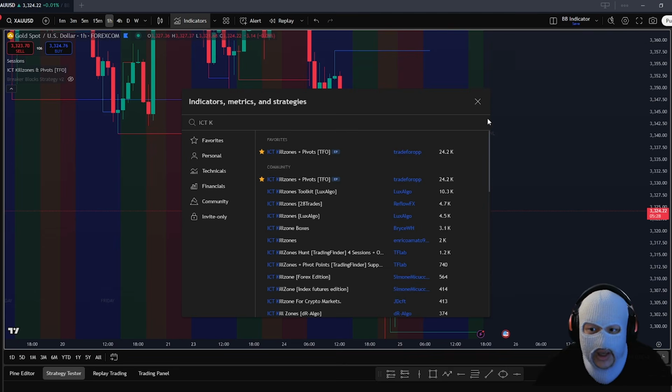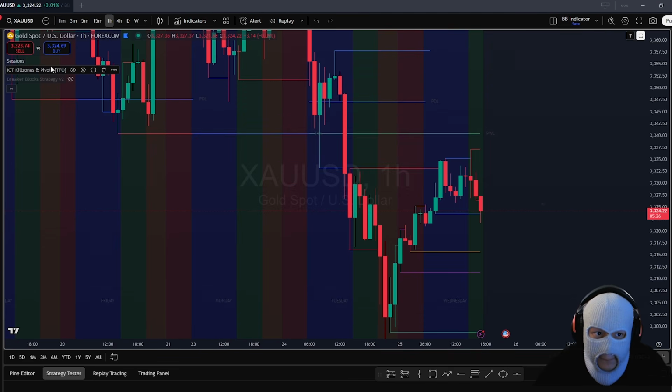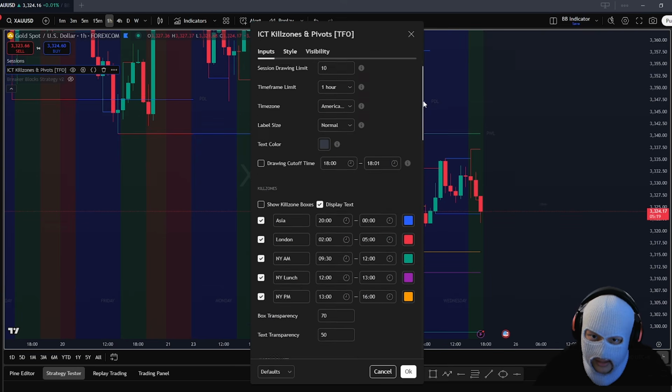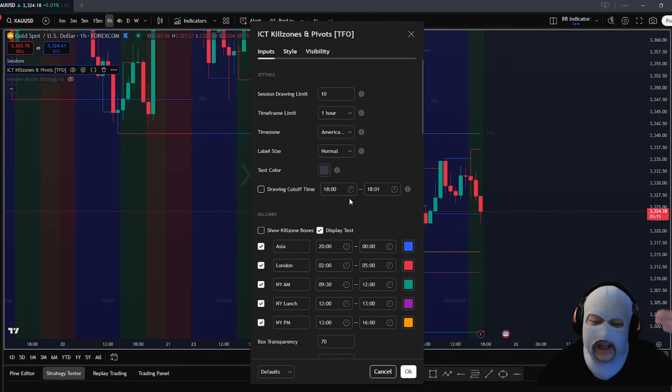Once you click on this, you will see this indicator pop up. Now, at this point, go to your settings and change it to these settings right here. Take a screenshot if you need to. I'll give you all 5 seconds to slowly go and adjust it one by one.